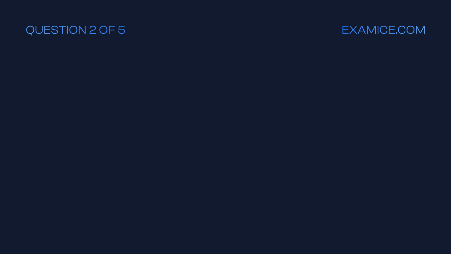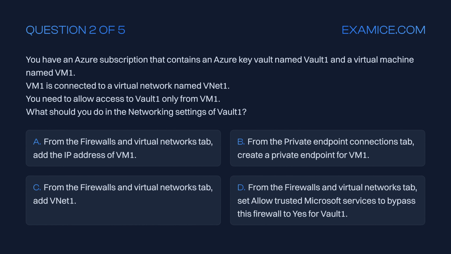Question 2. You have an Azure subscription that contains an Azure Key Vault named Vault1 and a virtual machine named VM1. VM1 is connected to a virtual network named VNet1. You need to allow access to Vault1 only from VM1. What should you do in the networking settings of Vault1?